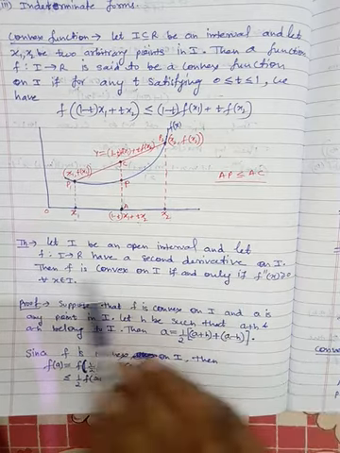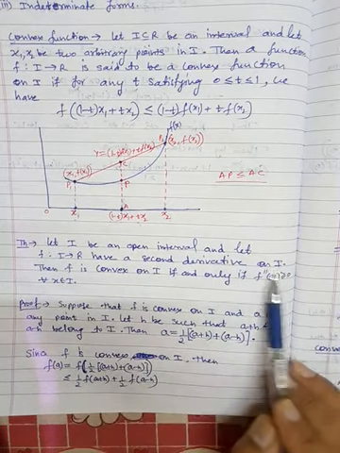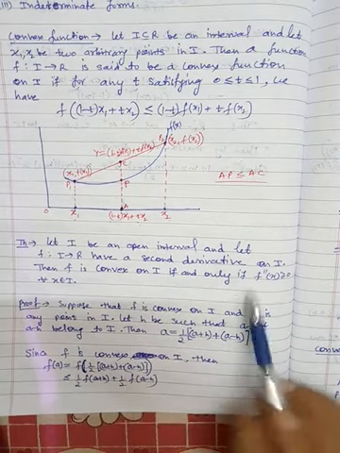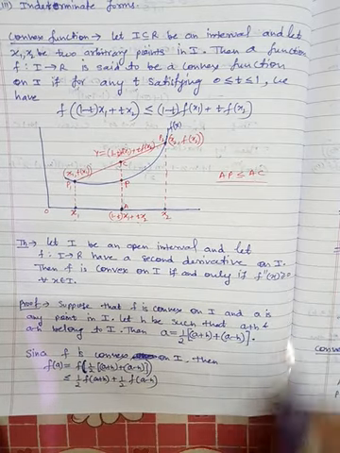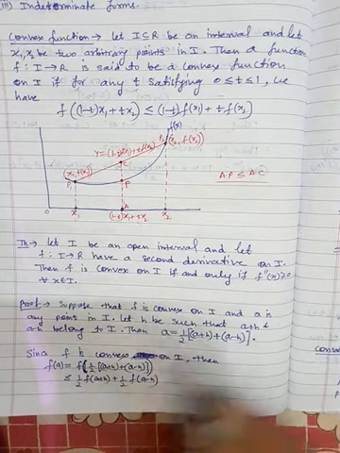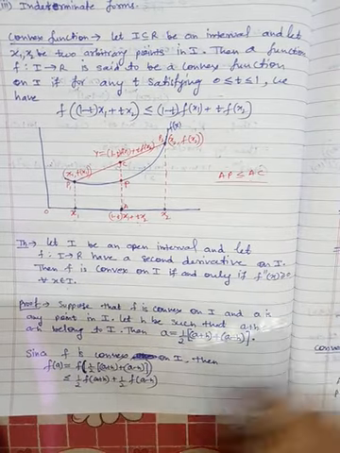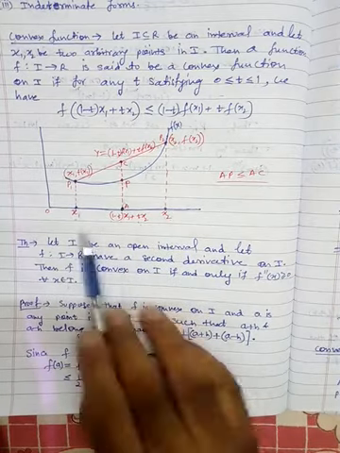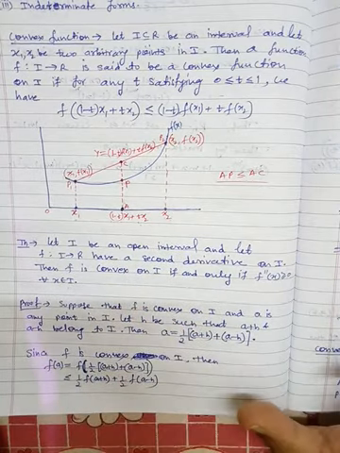This function has a second derivative on interval I. Then f is convex on I if and only if its second derivative is greater than or equal to 0 for all x belonging to I. That means the function is convex if its second derivative is greater than or equal to 0 for all the values on the interval of its domain. Okay, this is the meaning.